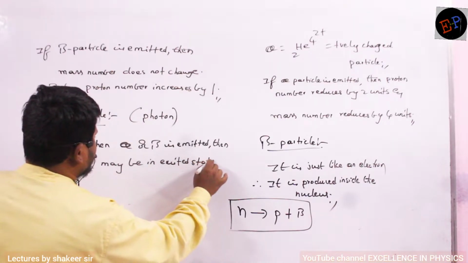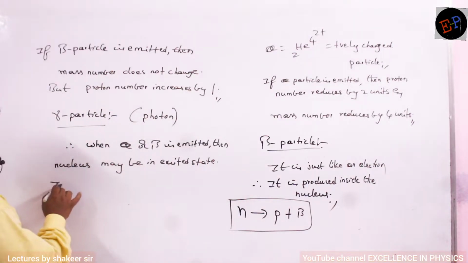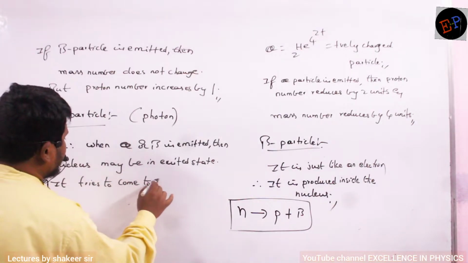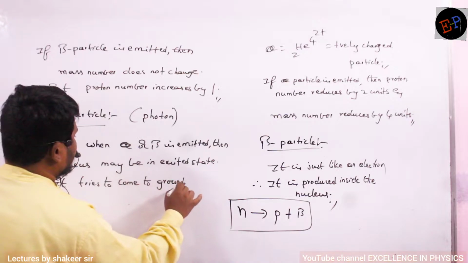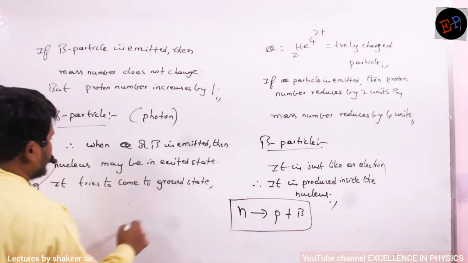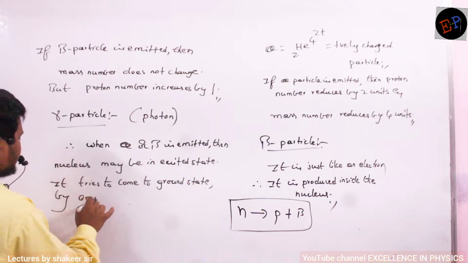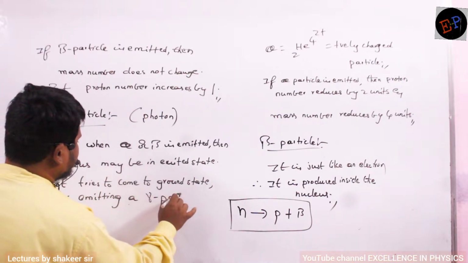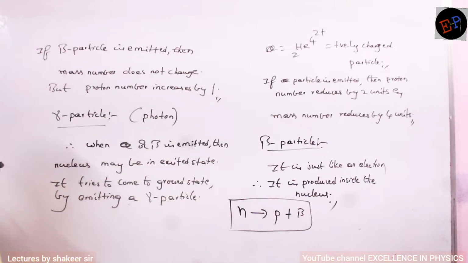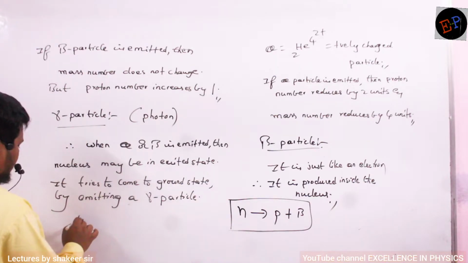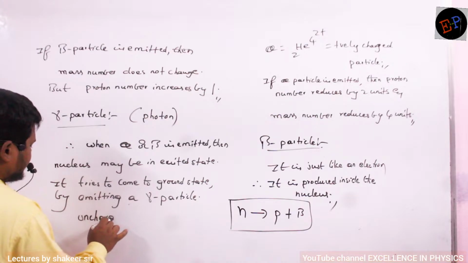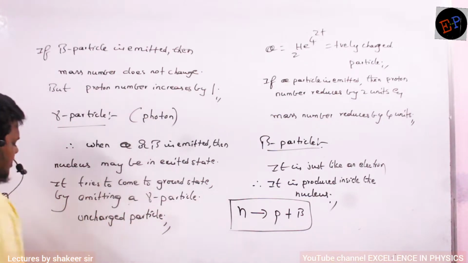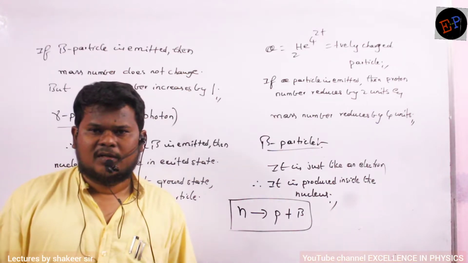Okay, so when it is in excited state, it tries to come to ground state by emitting a photon, or you can call it a gamma particle. Because this is a photon, it is an uncharged particle. It doesn't have any kind of charge. Positive charge is not there, negative charge also is not present.